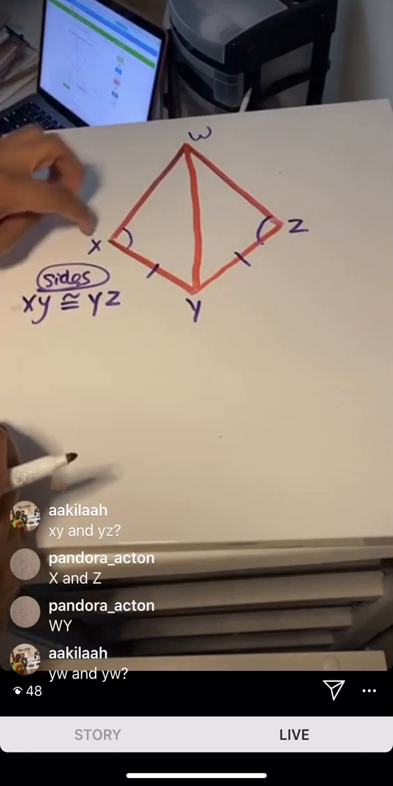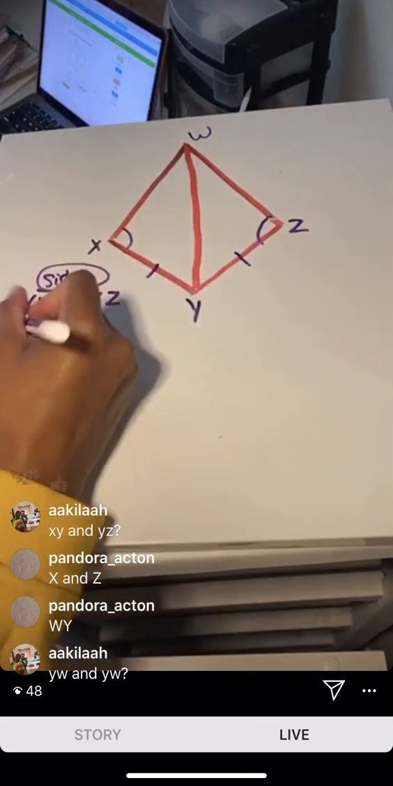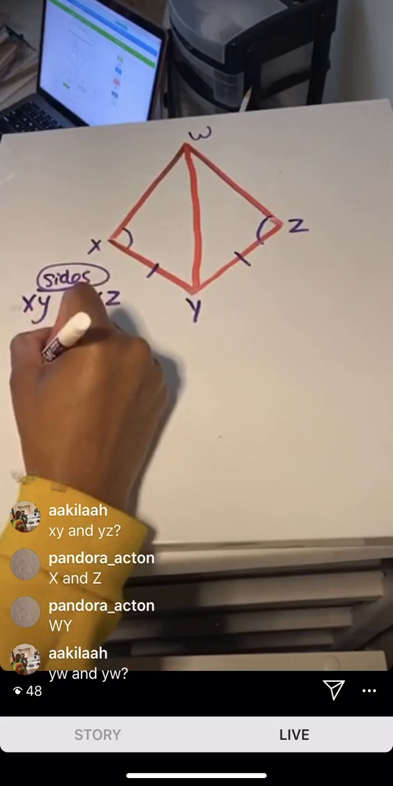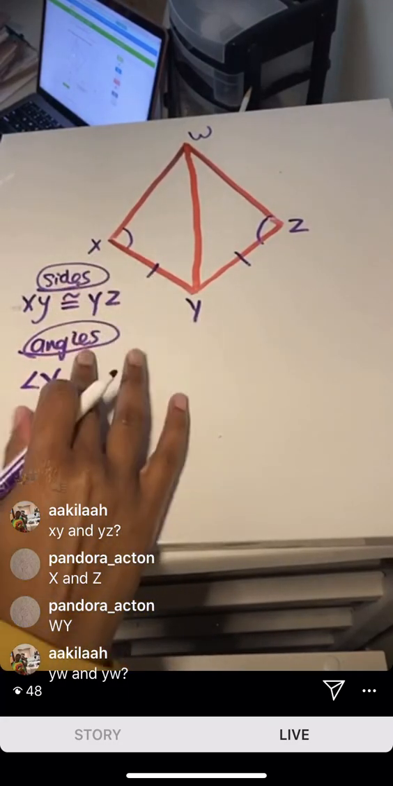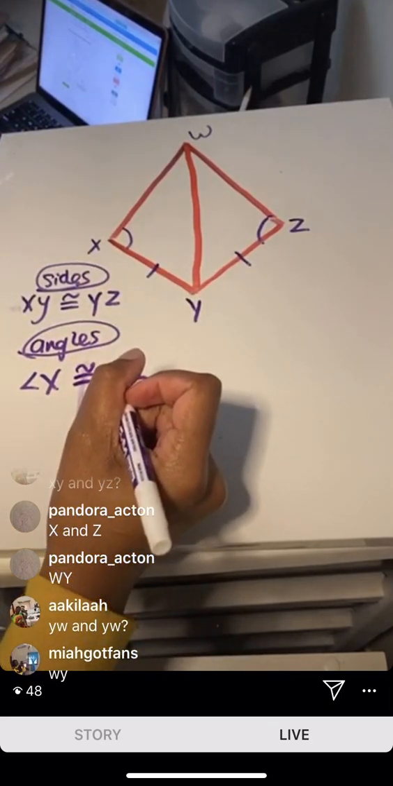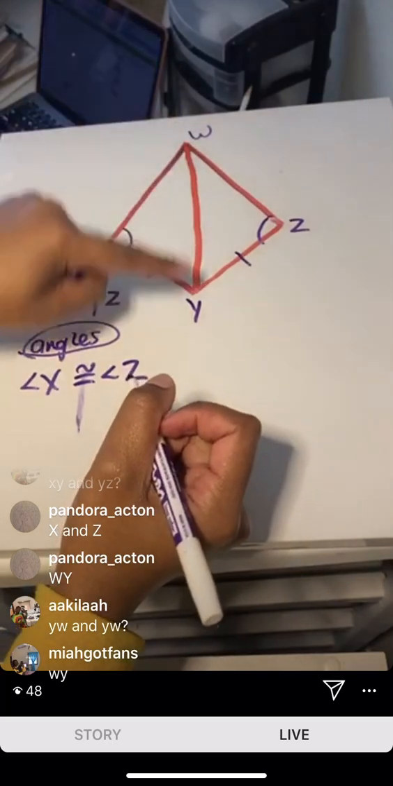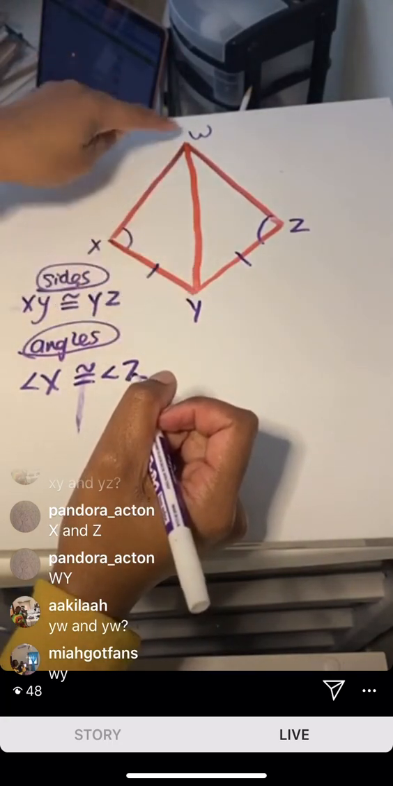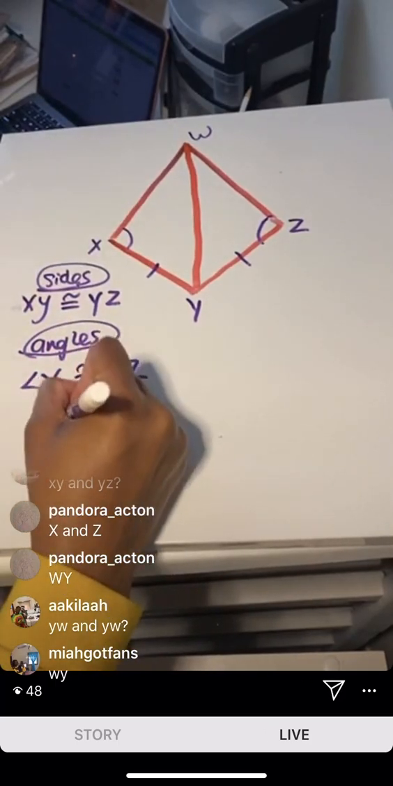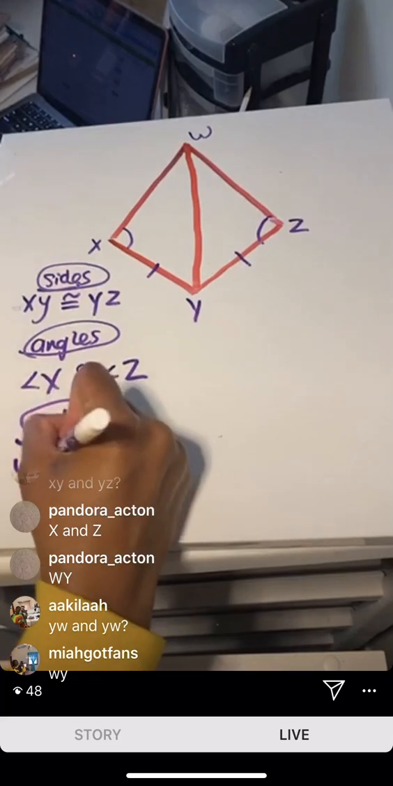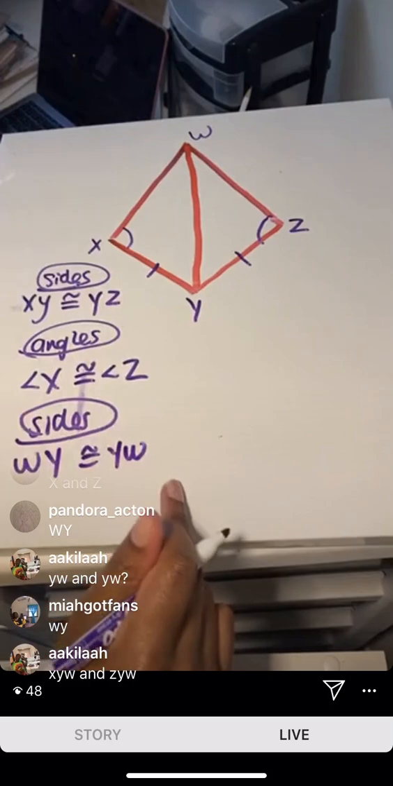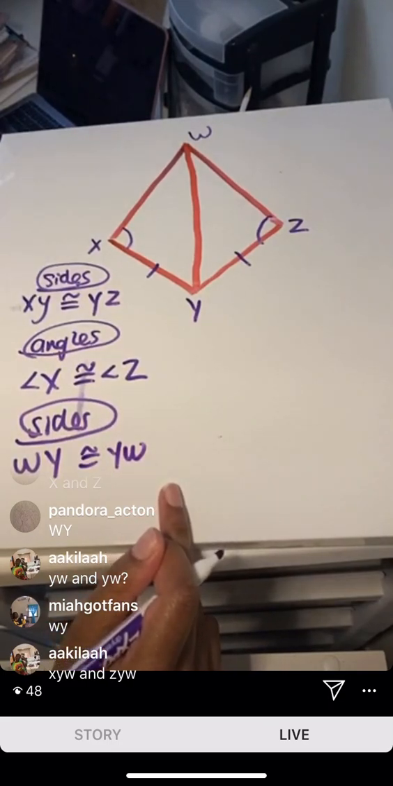Somebody said X and Z. X and Z, yes, the angles. Angle X, and I'll just put congruent to angle Z. And then somebody else told me WY and YW. I like the way you switched that up, Akila. I think they probably did that on IXL, but yes, those are congruent to each other. So another pair of sides, which was WY, is congruent to YW, or you could just write WY again. It doesn't matter.